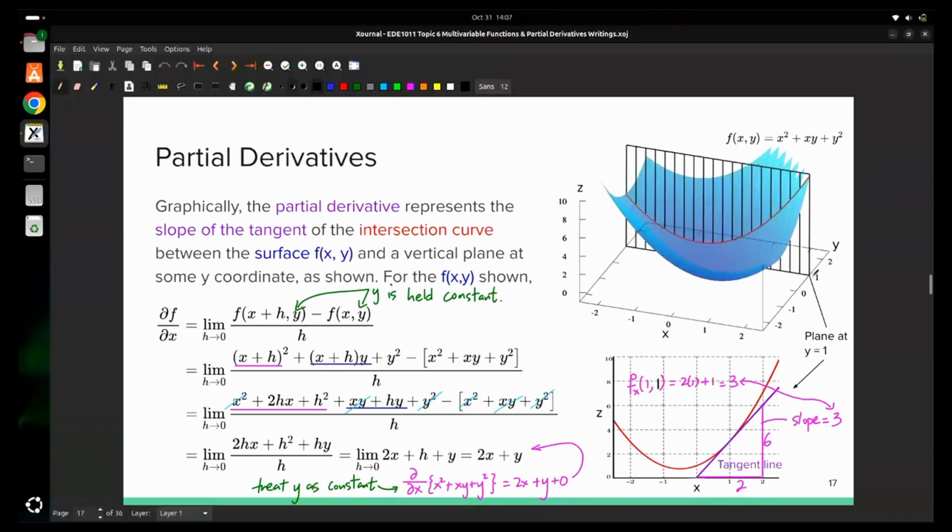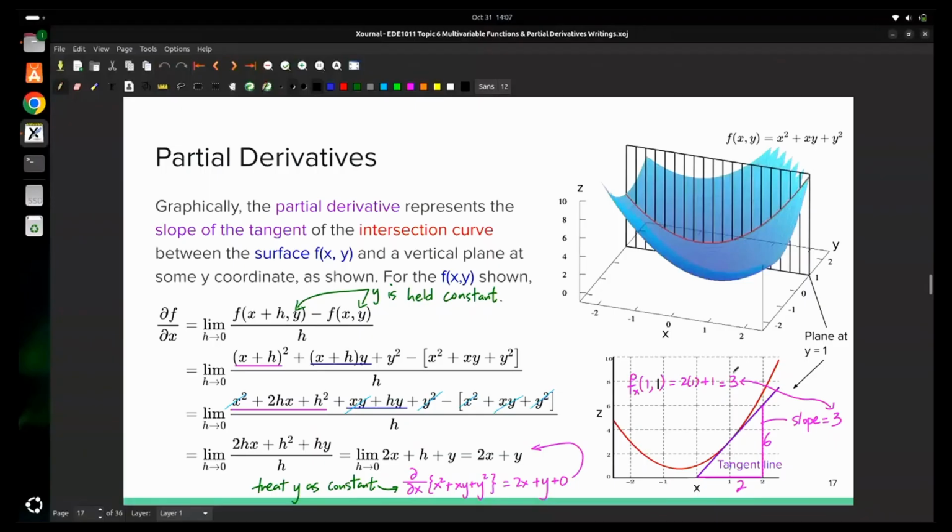So when y equals to 1, that means you're actually looking at the intersection curve, the red curve, between the plane at y equals to 1, a vertical plane, and the surface of the function. Then at x equals to 1, for example, means you have locked the plane at 1. Now you look at the intersection curve in red. Then you are evaluating what is the slope of the tangent at x equals to 1. So that's the meaning of f sub x at some x equals to 1 and some y equals to 1. Okay, and of course the graph must agree with the value that you have calculated.